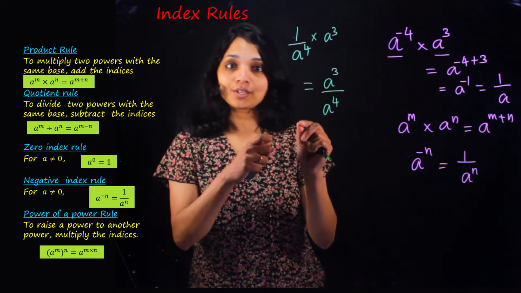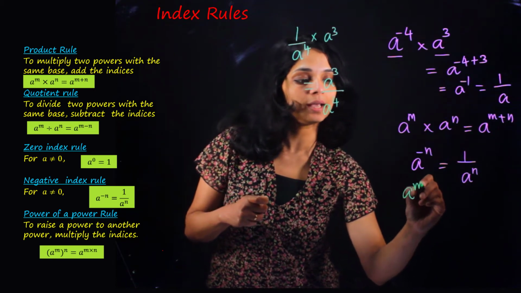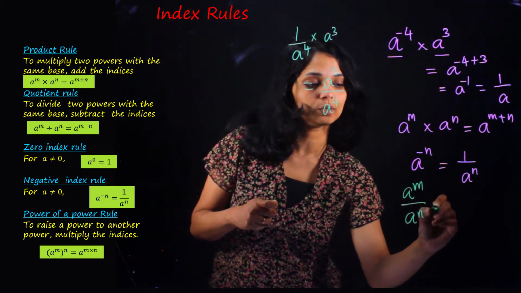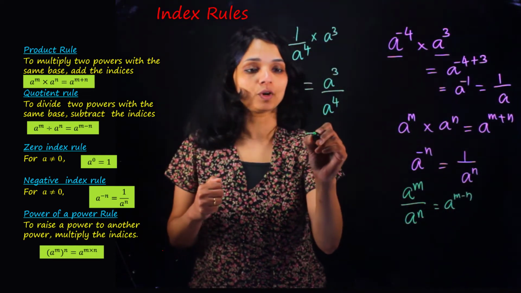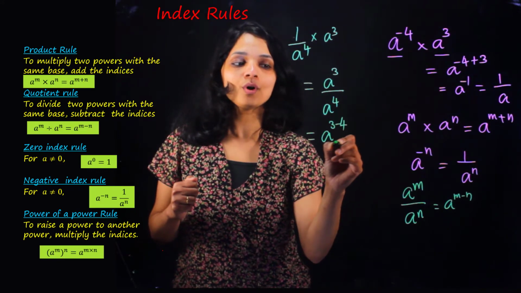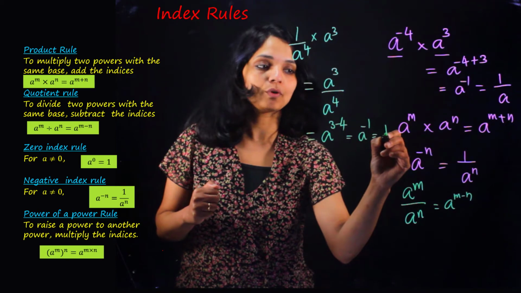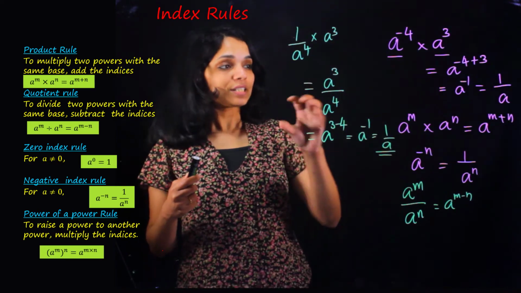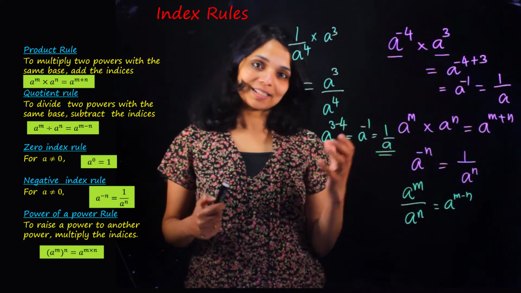So this is now in the quotient form, and for quotients, the rule is a to the power m on a to the power n equals a to the power m minus n. Using that, this becomes a to the power 3 minus 4, and that equals a to the power minus 1. Same as before, 1 on a. Different method, same answer. You can choose whichever method makes most sense to you.